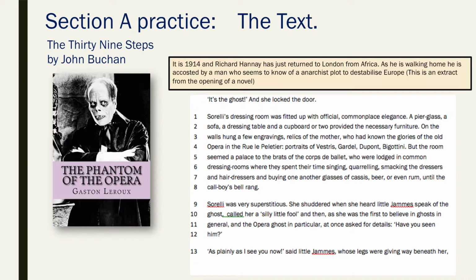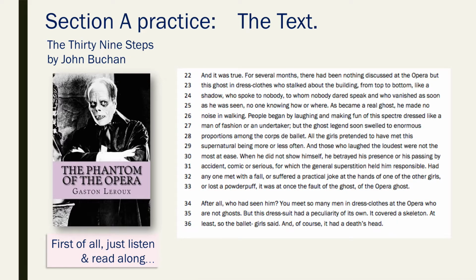Okay, so section A, practice the text. As we know, paper 1 deals with fictional texts, and this week we're going to look at the Phantom of the Opera. It says the 39 Steps, but it's the Phantom of the Opera by Gaston Leroux. So I'll run through the questions very quickly.